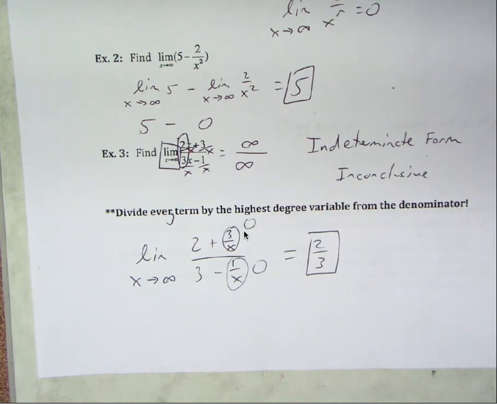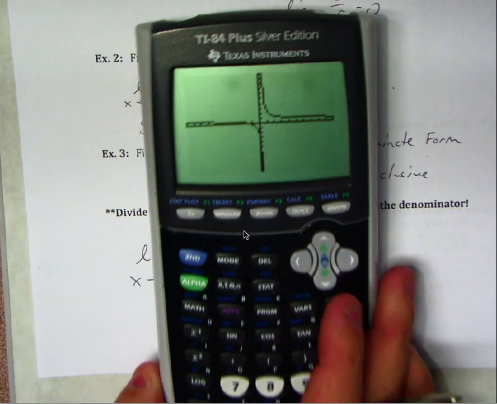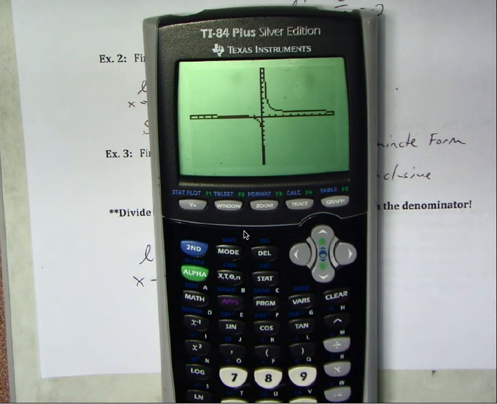I want you guys to graph that expression, the original expression. I want you guys to graph it. So the 2x plus 3 over 3x minus 1. I want you guys to see a visual here. And then understand what the question's asking and what you just found.